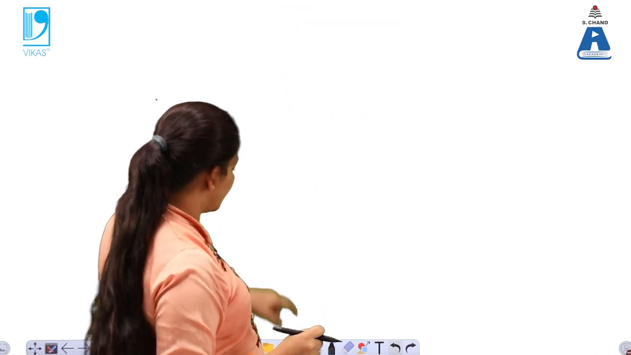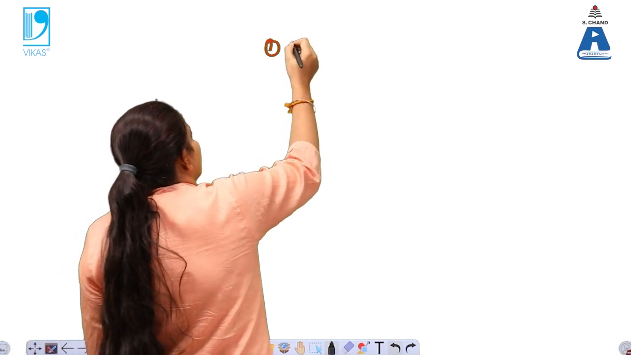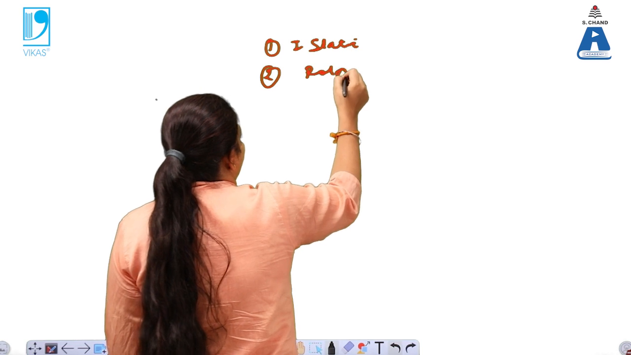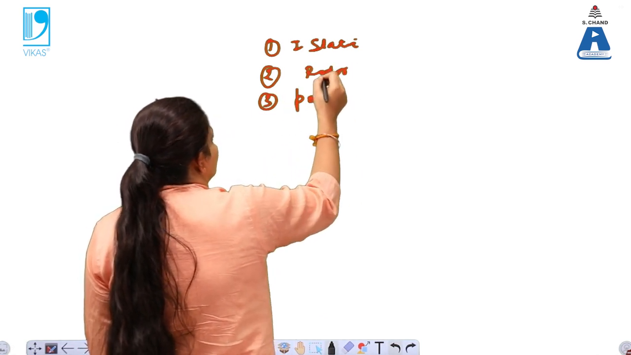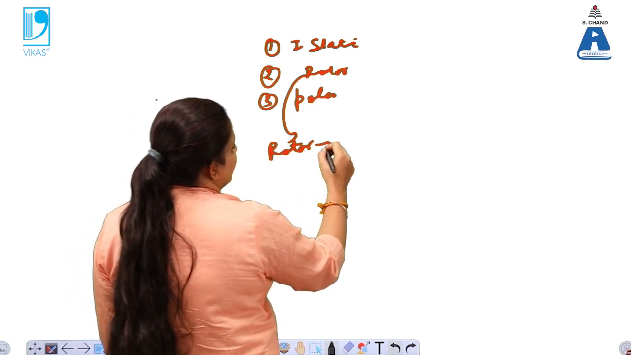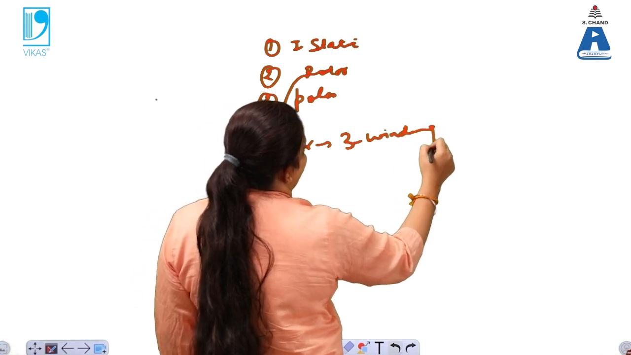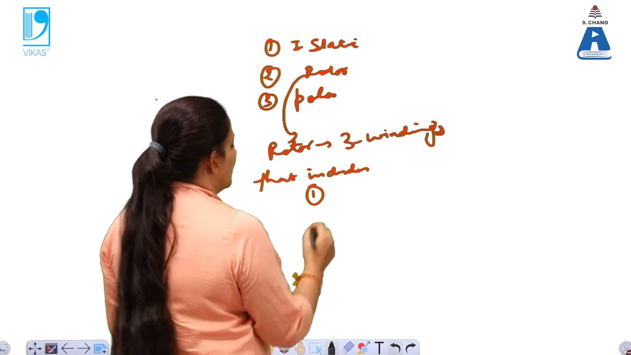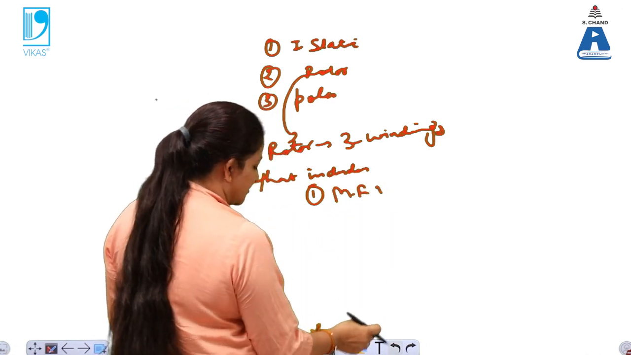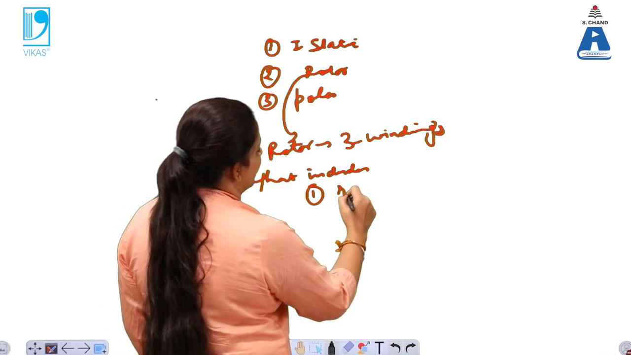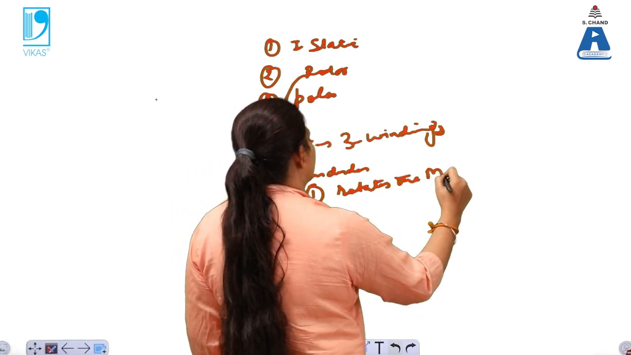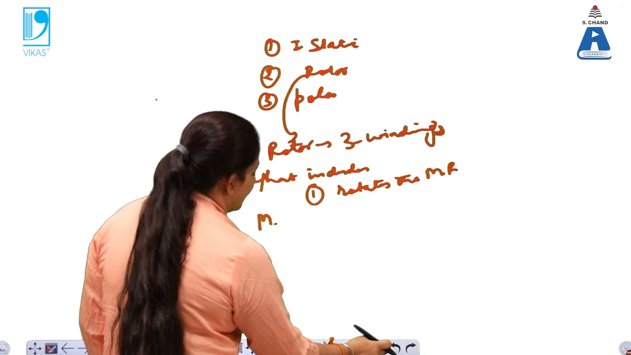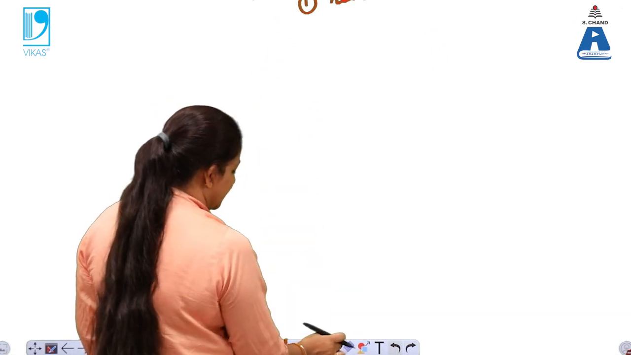So in this case, the important parameters are, first, in the induction motor, the stator, second the rotor, and third the poles over here. So in the rotor, there are the three windings. That three windings rotate with the magnetic field. Because in the three windings, the magnetic field is applied or the current is supplied to these three windings.